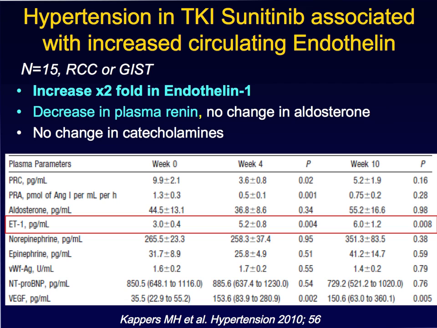Recently, there have been several very interesting experimental research studies showing that hypertension is associated with increased circulating endothelin-1. And this has also been shown in cardiac disease. Endothelin-1 is always consistently associated with hypertension. There was actually a twofold increase in endothelin-1 that you could measure in the plasma. However, there was a decrease in plasma renin and no change in aldosterone, and importantly, also no change in the plasma catecholamines.